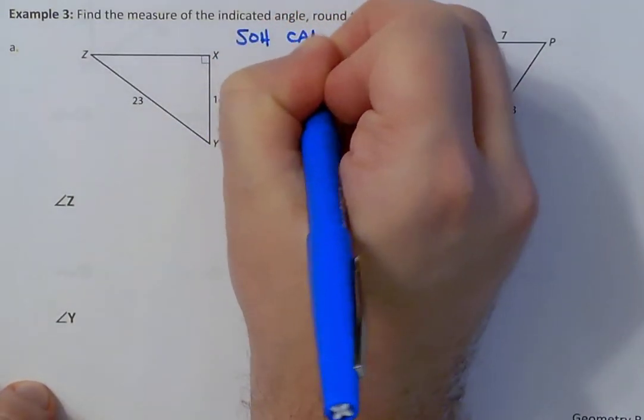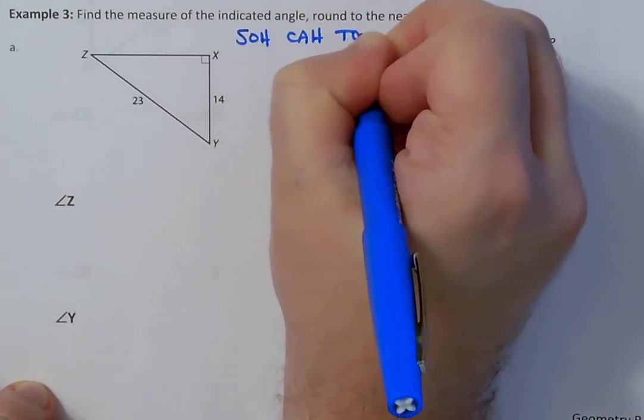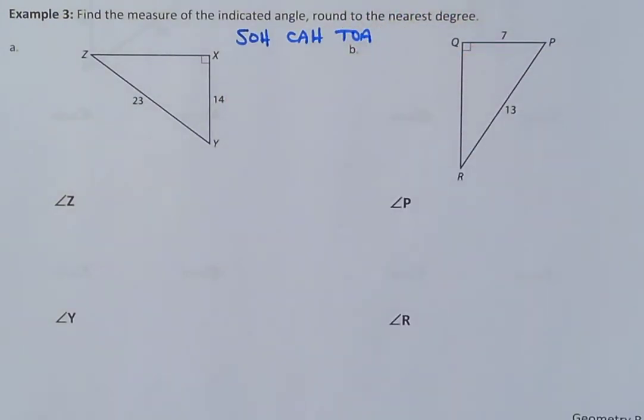So keep in mind SOHCAHTOA as you do these problems. Sine is opposite over hypotenuse, cosine is adjacent over hypotenuse, and tangent is opposite over adjacent. So when you are finding the angle measure, we're going to use the sine and cosine inverse for this example. It says find the measure of the indicated angle and round to the nearest degree.